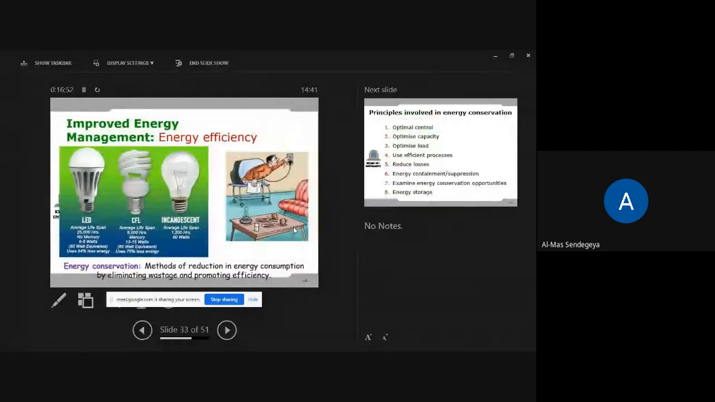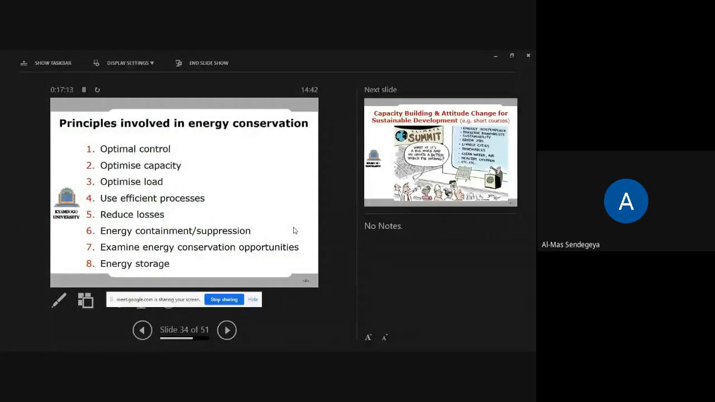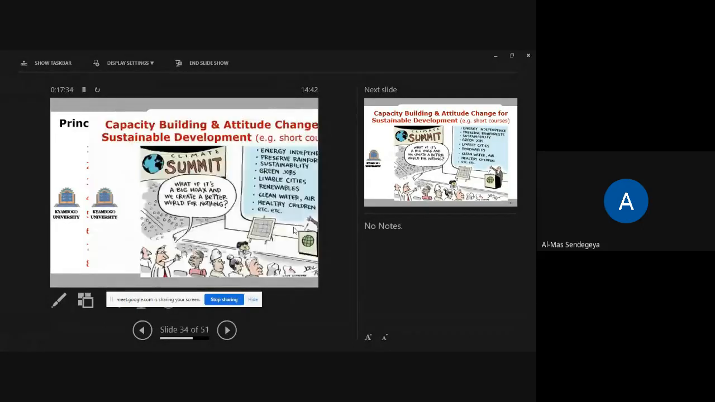Improved energy management. I put that picture there to tell you that people, in fact, I always quarrel with my children at home. They leave the TV on and they sleep. Please, energy management and energy efficiency, utilization, a lot of interest in work there. Principles involved in energy conservation: we can talk about optimum control, optimize capacity, optimize load, use efficient processes, reduce losses, energy containment or suppression, examine energy conservation opportunities, and energy storage.